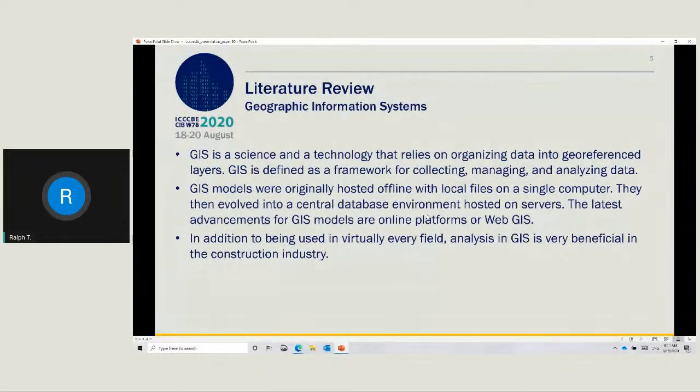GIS has been used virtually in a lot of fields. It can also be used, as demonstrated in the literature, in the construction industry in all its phases.